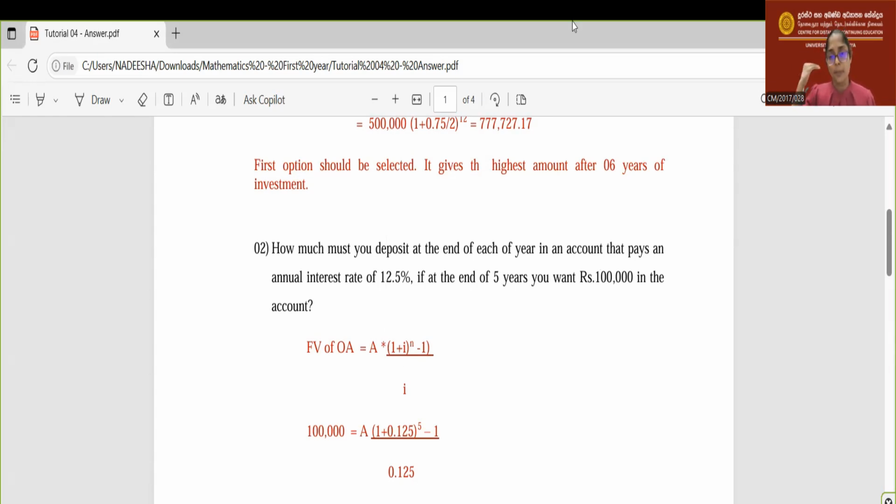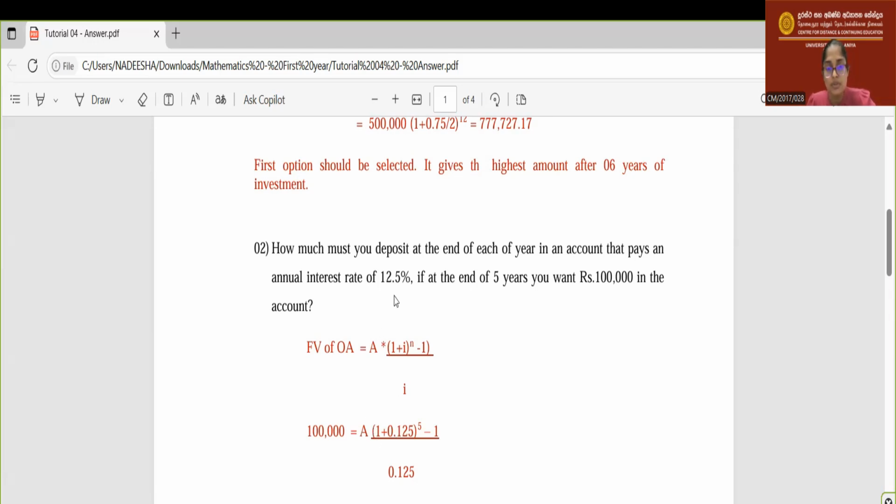If you want 100,000 after 5 years, that is your future value, right? Write it. Then here, you do not know A. That is what the question is asking: how much must you deposit at the end of each year? A is what you have to find. Therefore, keep it as A.